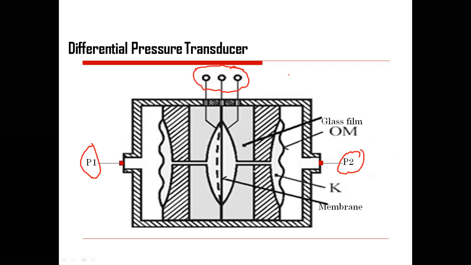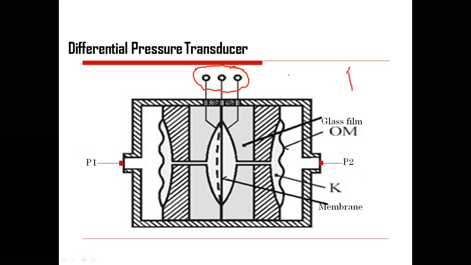Here if you try to observe, this is the membrane, which is a movable one. You can consider this particular one as a diaphragm. This part is your glass film, and after applying a pressure as an input, how you are going to get the difference, that I would like to show.